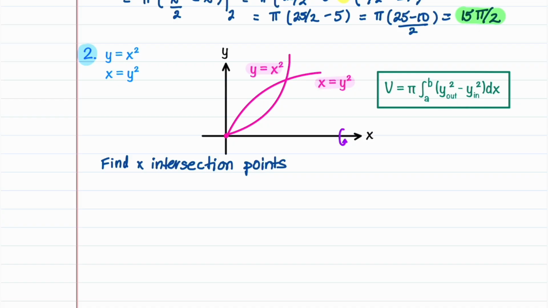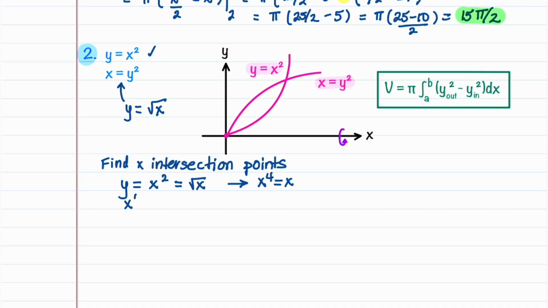To do this, we're going to start with our first curve, y is equal to x squared, and then in our second curve, we're going to solve for y, and we get y is equal to the square root of x. So down here, we're going to let x squared equal the square root of x, and we need to solve this equation for x. The best way to do this is to square both sides. So this gives us x to the fourth is equal to x, and that equation we can easily solve.